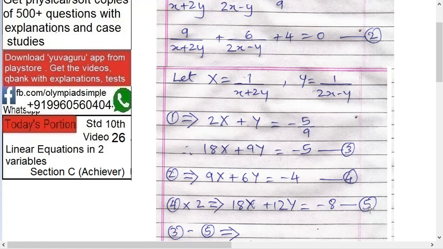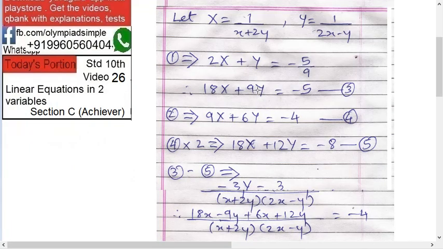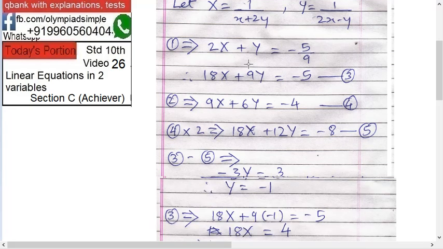Now give this number as 5. So now solve 3 and 5. So 3 minus 5, what do you get? 9Y minus 12Y equals minus 5 plus 8. So we get minus 3Y equals 3, right? Because minus minus is plus. So Y equals minus 1, that is capital Y.